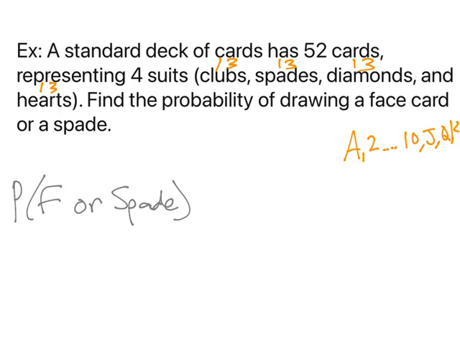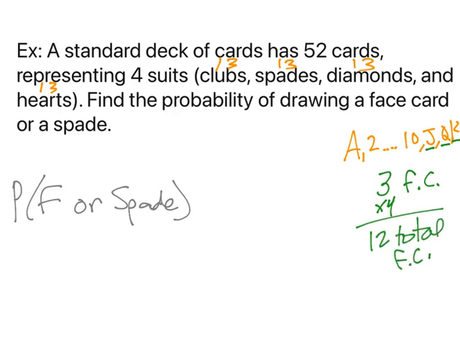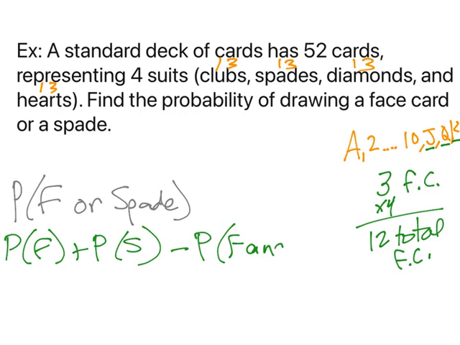There are 13 cards in each set, right? Okay, so face cards. Face cards are jacks, queens, and kings because they actually have people on them with faces. That's why they're called face cards. So there are 3 face cards in each suit. There are 4 suits, so there are 12 total face cards. Okay, so we're calling probability of face plus the probability of spades minus the probability of face and spade, right? That's our formula.